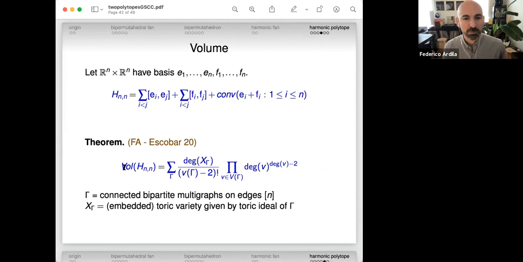algebraic combinatorics. And what we ended up finding is that the volume of this polytope is given by something that is complicated, and this is the best you can hope for often in these kinds of situations. It's a sum over all the connected bipartite multigraphs. I'll do an example of this. It's a sum over graphs of, this is basically like the degrees of the vertices in the graph. This part is easy to compute. The denominator is easy to compute. The numerator is tricky because this is actually the degree of a toric variety.